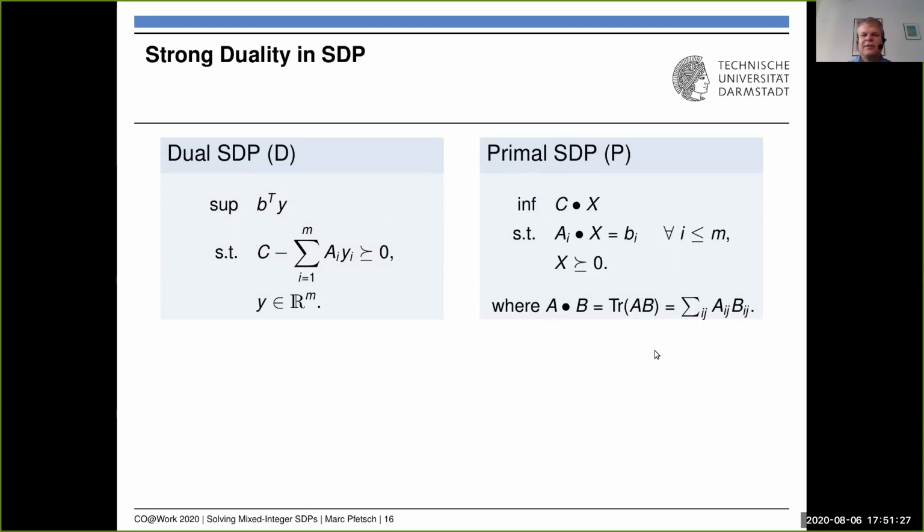So it's just the sum of the products of all entries. C can be seen as the right-hand side of this constraint here. So it's the right-hand side times our variables. And then we have the product of the matrices A_i with the matrix X, which should equal b_i. So the objective becomes the right-hand side. And then we have the constraint that X, the matrix X, should be positive semidefinite. A little thought shows that these are actually dual problems.